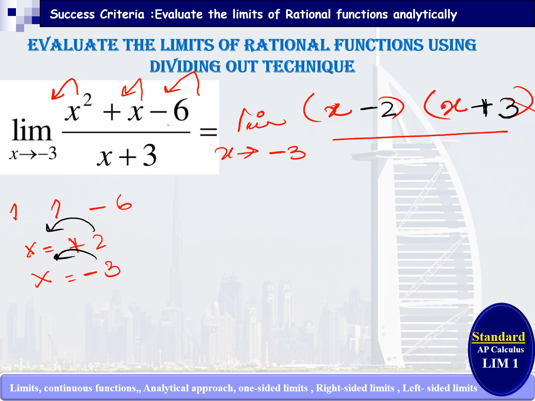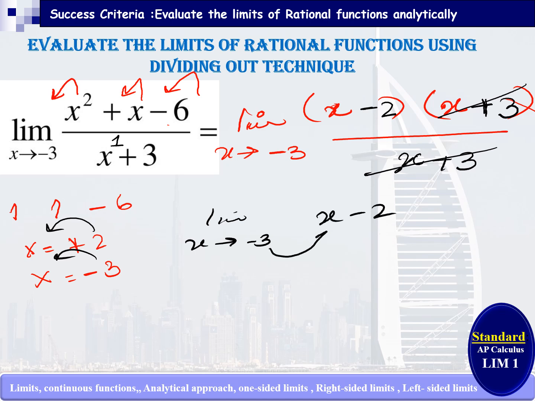In the denominator, it's a linear function, so keep this linear function as it is. Now cancel out the common terms, that is x plus 3 and x plus 3. What is left? Limit x approaches negative 3, x minus 2. Now apply the limit, replace x by negative 3, and minus 2 here. So the answer is negative 5.